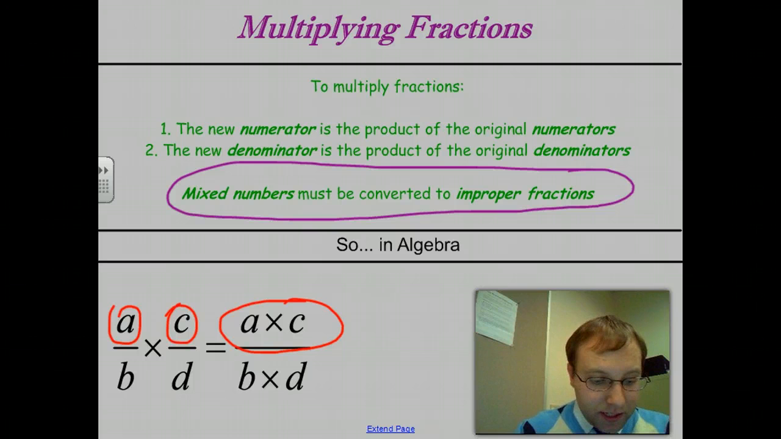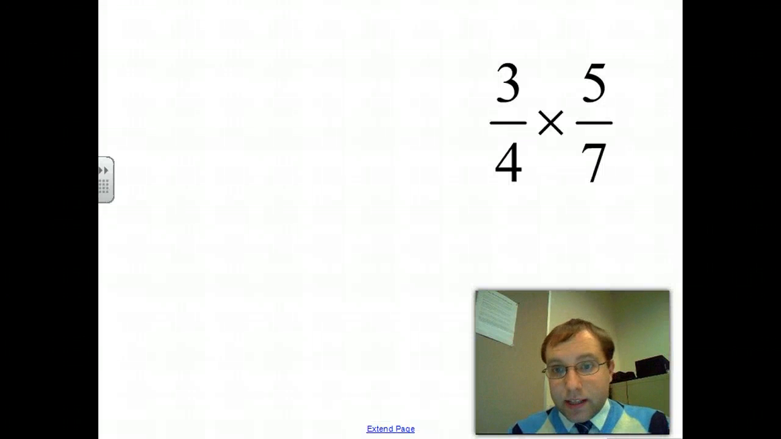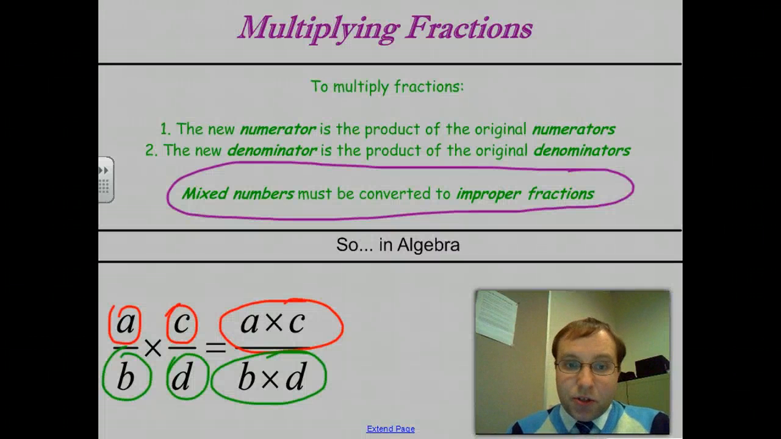And no matter what the denominators, b and d, are, our new denominator is still b times d. So let's look at a concrete example using that, a very similar idea to what we saw before: 3/4 times 5/7. Let's put this rule into practice. When you multiply fractions, your new numerators are the product of the original numerators. The new denominators are the product of the original denominators.